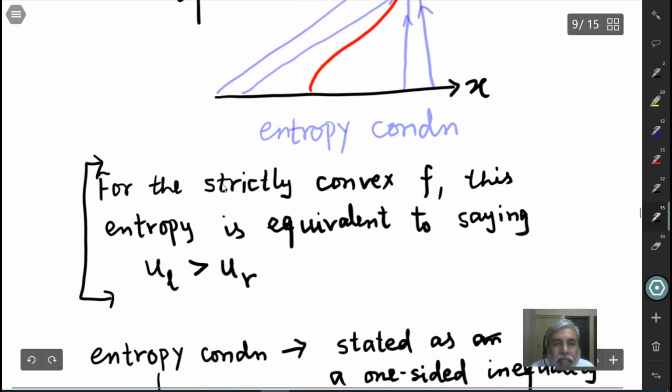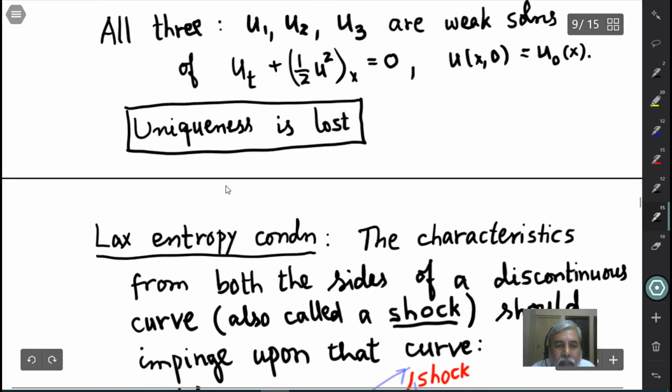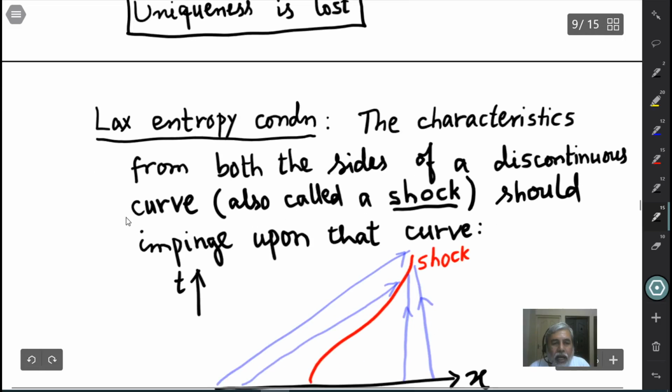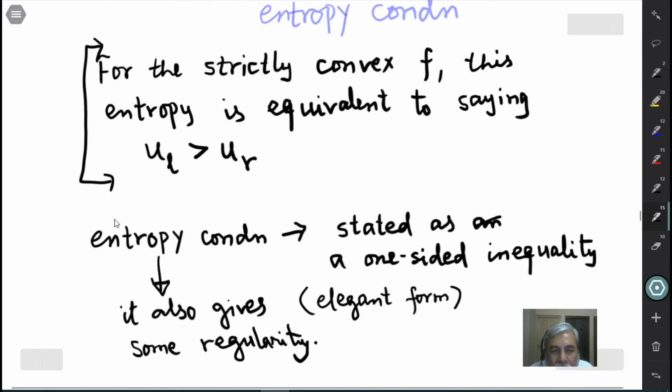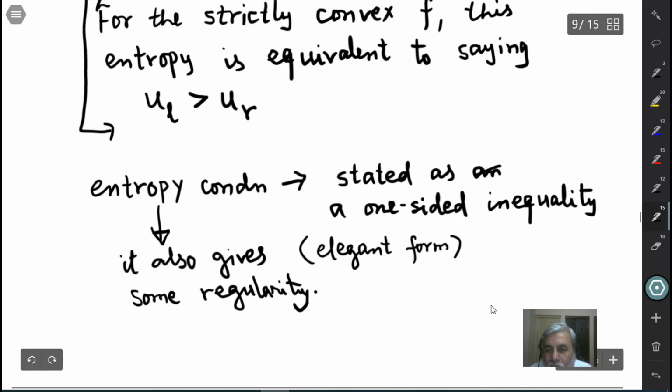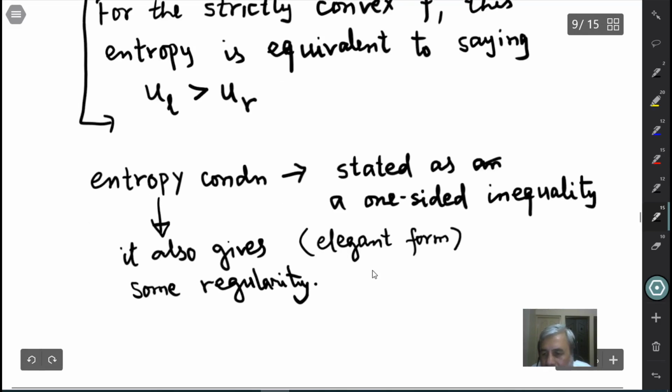So in order to avoid this non-uniqueness, we have to impose an additional condition. That's known as the entropic condition, and this is an easier version of saying that. But we'll soon see this can be stated as a one-sided inequality. Okay, from here we'll proceed next time. Thank you.